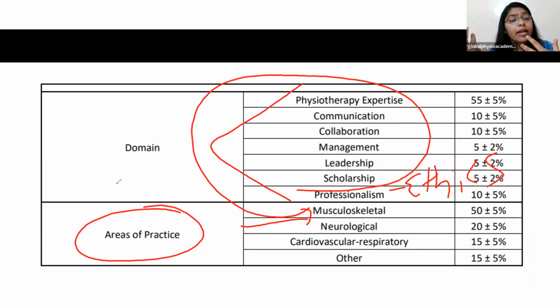And I am working in a Canadian environment. So be a Canadian physiotherapist working in the Canadian environment. Ethics is a very, very important portion of your exam. Very, very important. So they are asking any idea along with any domain. That is their way of asking the question. Okay, I'm just giving a general idea about the blueprint.